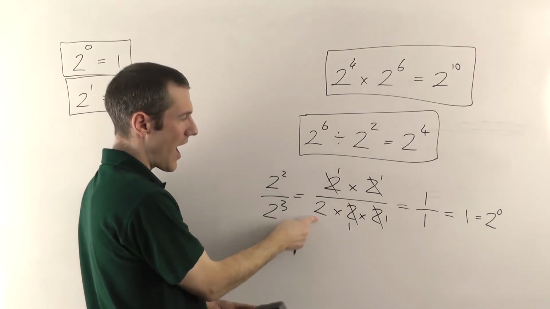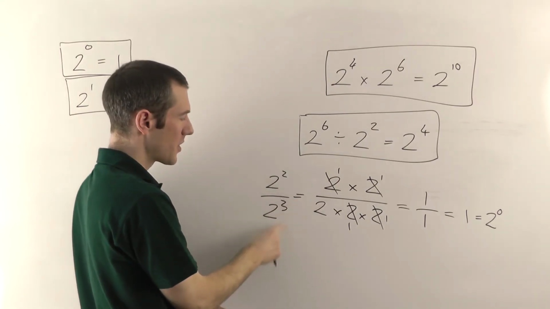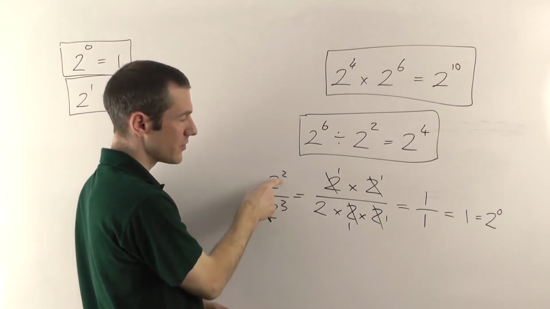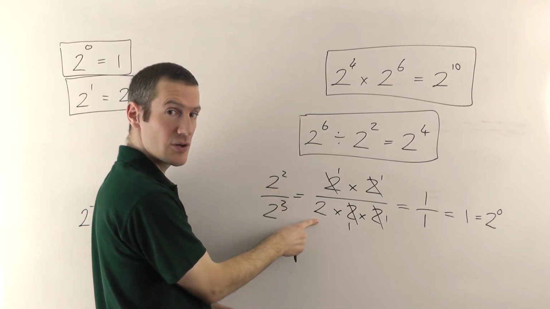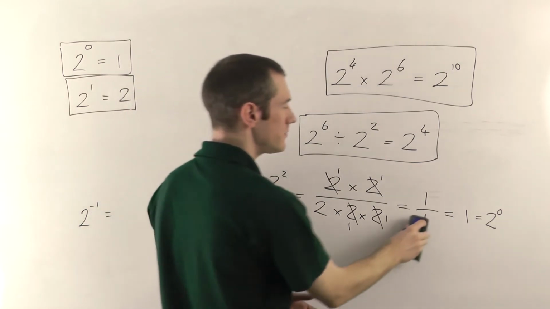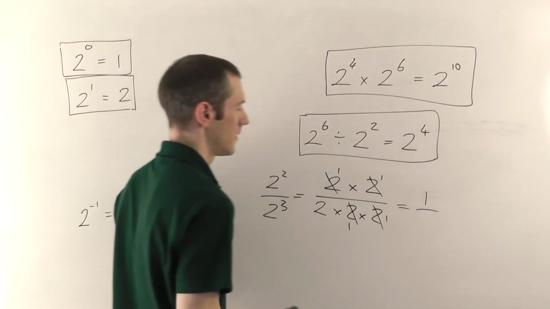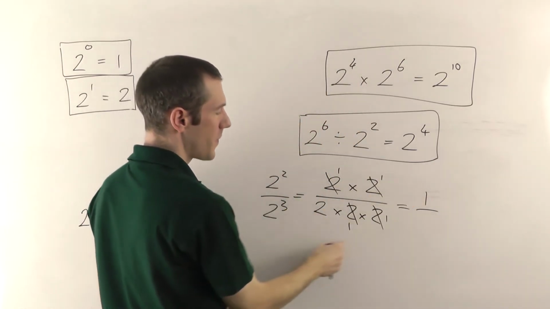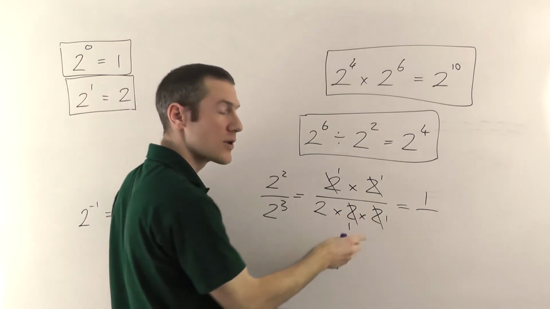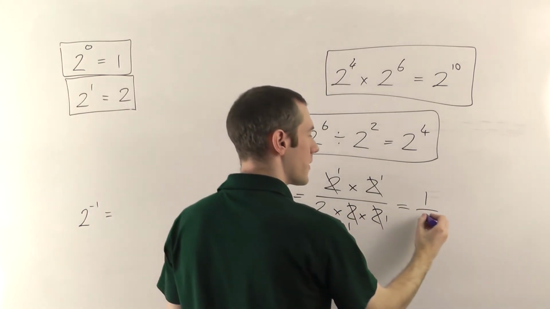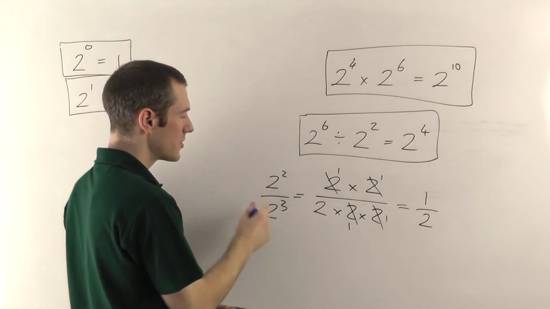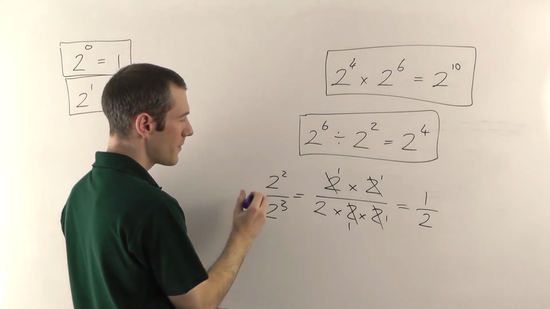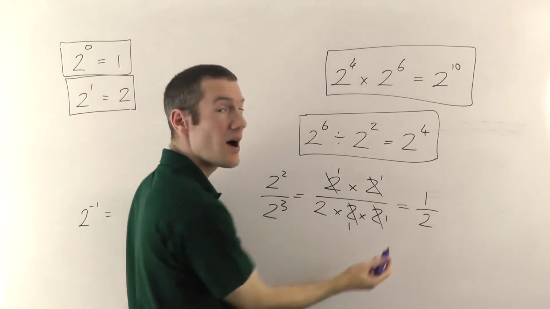But this 2 has run out of 2's to cancel with. Because I've got one extra 2 on the bottom than I do on the top. Yep, there are 3 2's here and only 2 of them here. I've got one extra 2 left over on the bottom. So I've got 1 times 1 on the top, but I've got 2 times 1 times 1 on the bottom. So what you end up with, 2 times 1 times 1, is 2. So 2 squared divided by 2 cubed gives you a half.